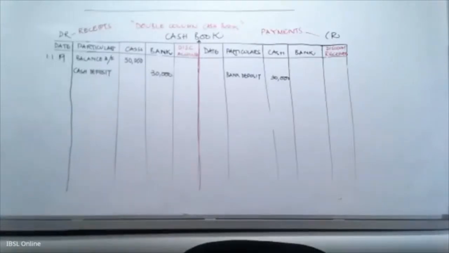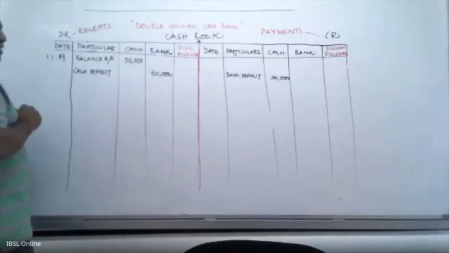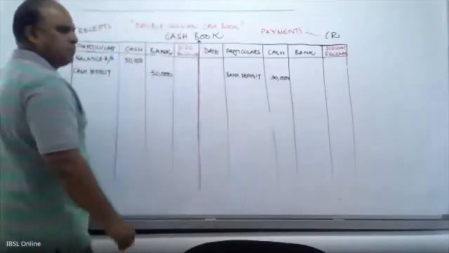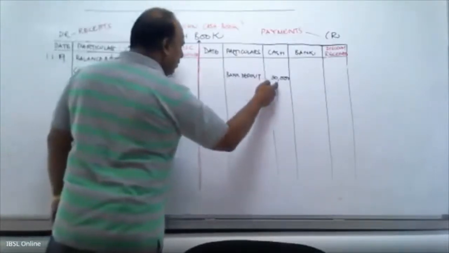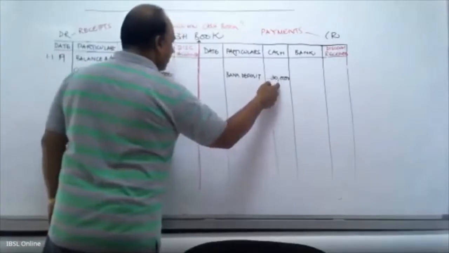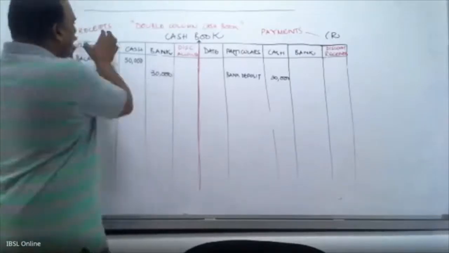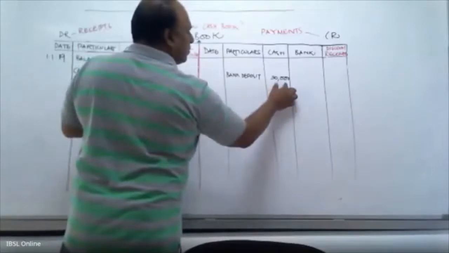So you see, the business started with 50,000. Out of that 50,000, now 30,000 has gone out. So the remaining is 20,000. But the 30,000 that went out actually came into your bank account. So the double entry here is you have debited your bank and credited your cash.